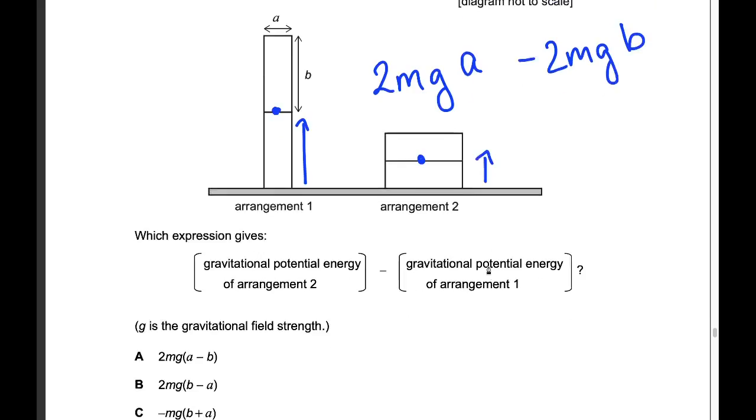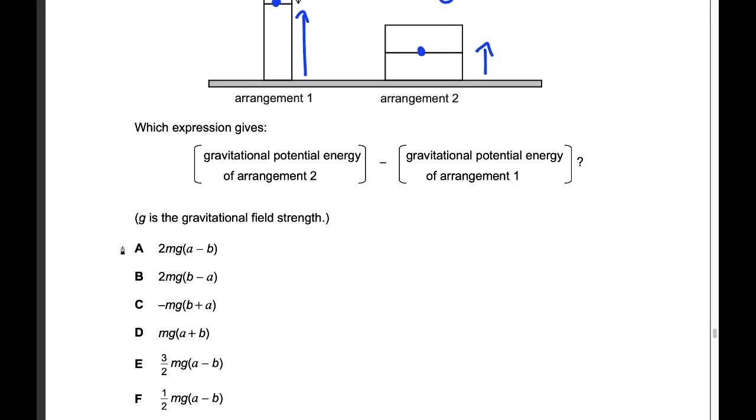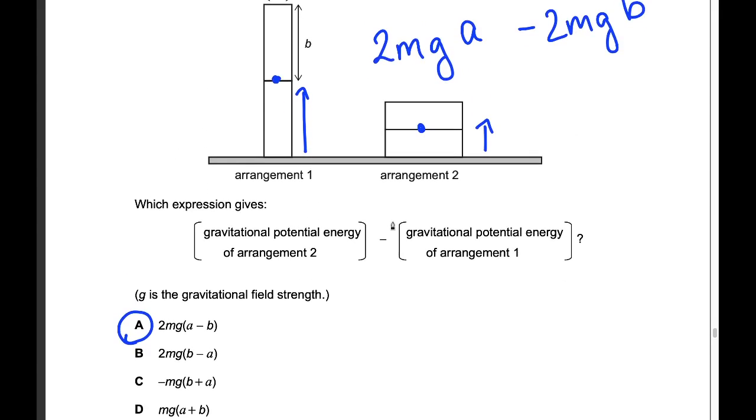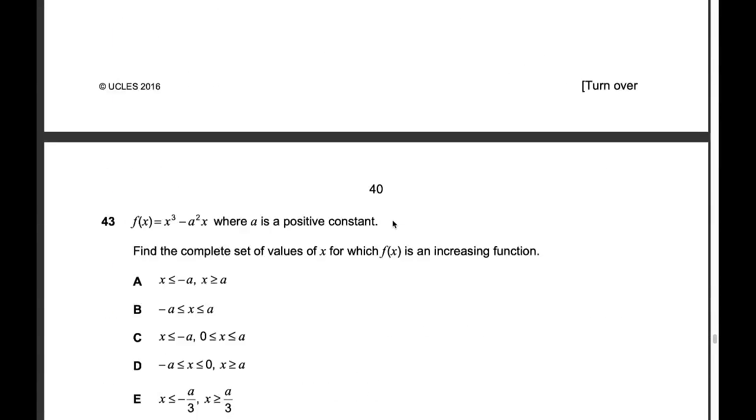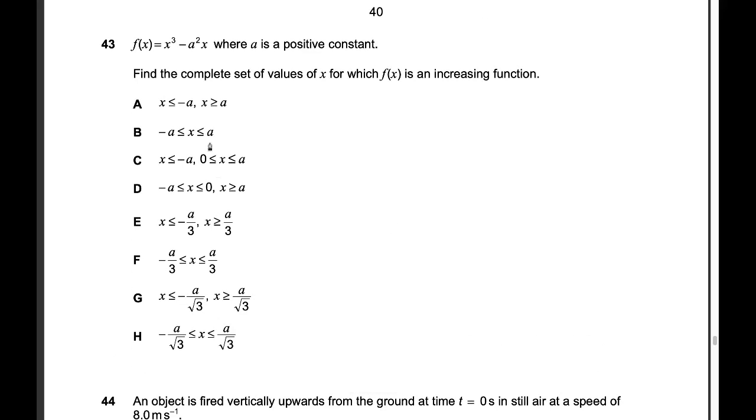Oh, they asked you to factorize it. So if you did factorize it, it would give you this one. So arrangement 2 minus arrangement 1. Just checking that's right. Yeah, that looks right to me.